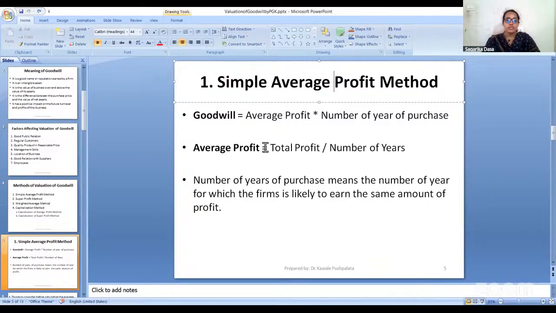Now, average profit is equal to total of profit divided by number of years. Suppose 4 years profit is given. First year is 10,000, second year 10,000, third year 10,000, fourth year 10,000. So 4 years profits will become 10,000 plus 10,000 plus 10,000 plus 10,000, 40,000, divided by how many years profits are given? 4 years. So divided by 4. So 40,000 divided by 4 is equal to 10,000. That is your average profit. This is your simple average profits method. In order to calculate the simple average profits method, you require only 2 values: one is the profits, then the number of years of purchase.